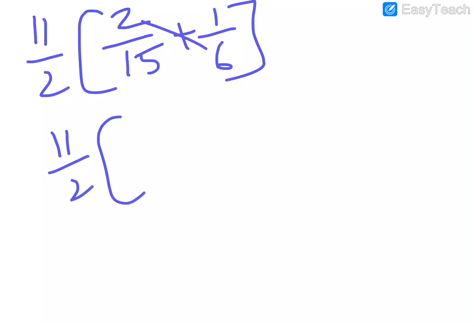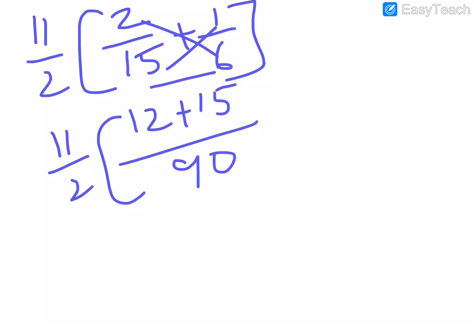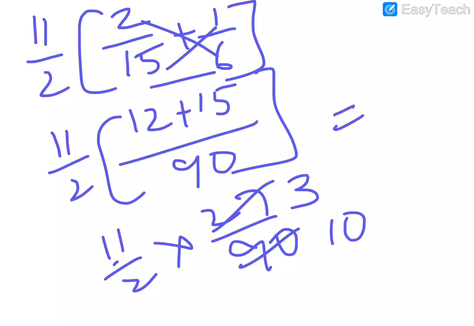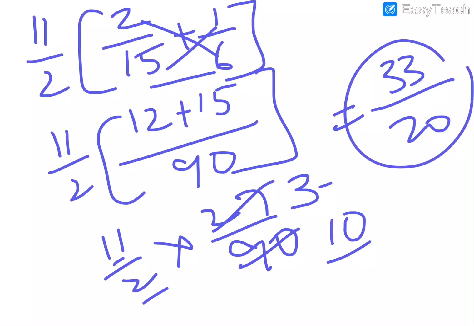So 11 by 2, 6 2s are 12 plus 15 1s are 15, by 15 6s are 90. So 11 by 2 into 27 by 90, 9 3s are 27, 9 10s are 90. Is there anything else that we can cut? No. So 11 3s are 33 by 2 10s are 20. So this is the sum of those n terms. It's just simplification and nothing else.